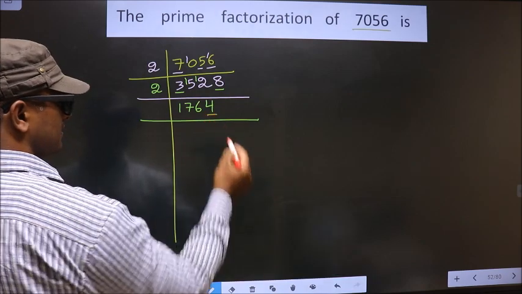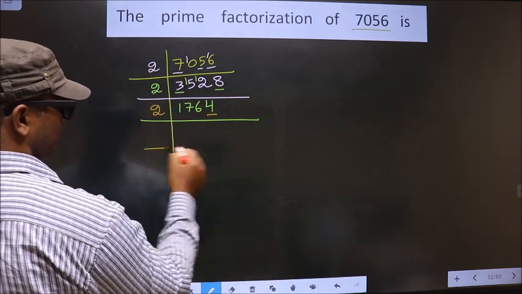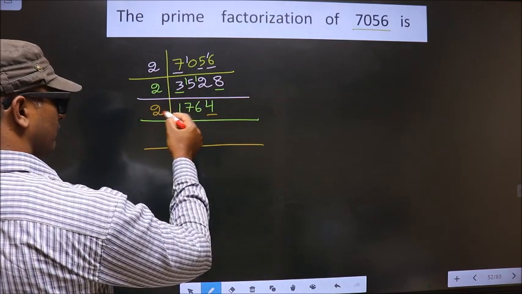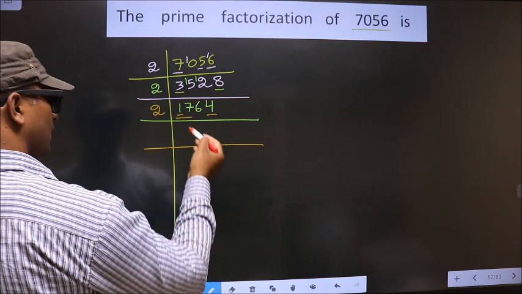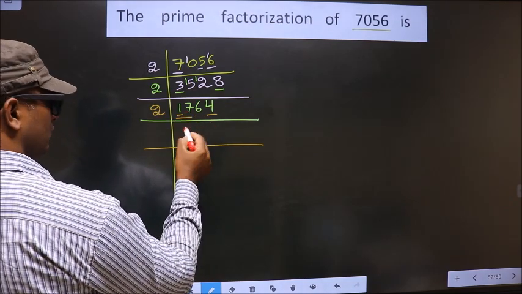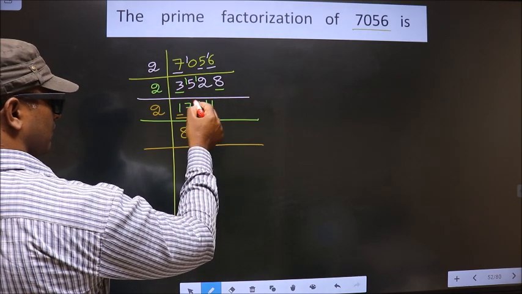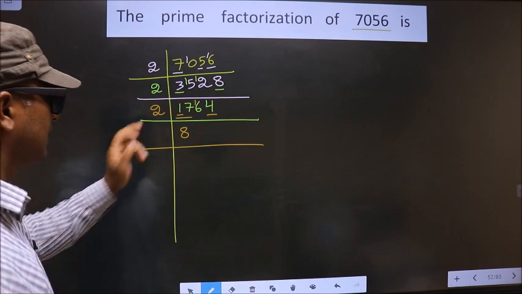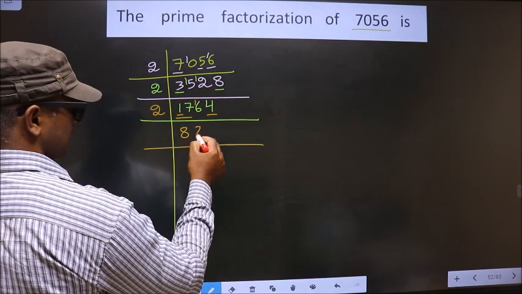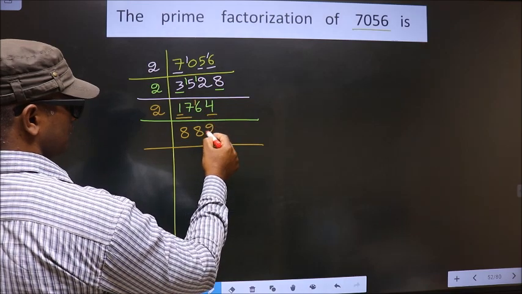Now here the last digit is 4, which is even, so we take 2 here. First number is 1, 1 smaller than 2, so we take 2 numbers, that is 17. A number close to 17 in 2 table is 2 8s 16. 17 minus 16 is 1. 1 carried forward, making it 16. When do we get 16 in 2 table? 2 8s 16. Next number is 4. When do we get 4 in 2 table? 2 2s 4.